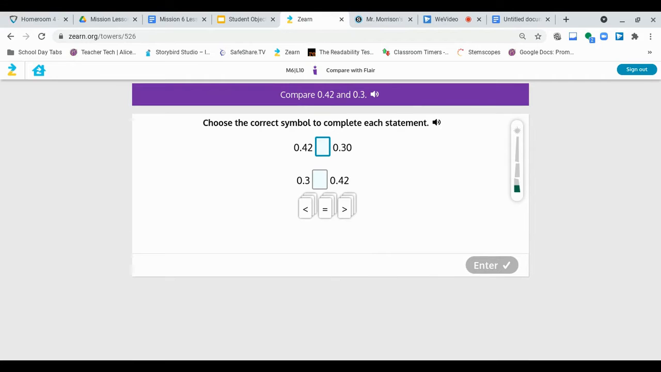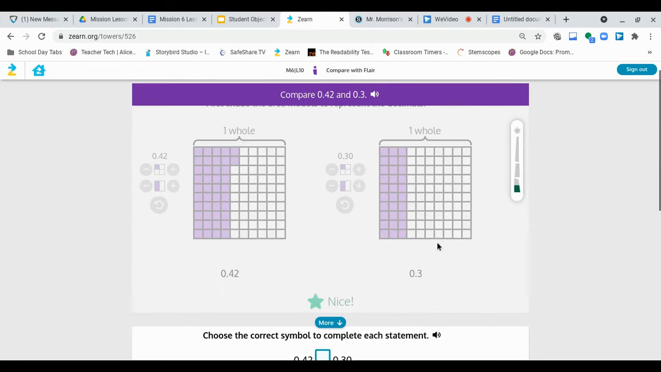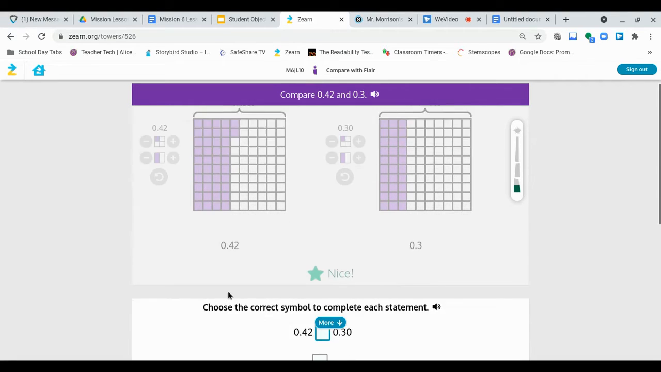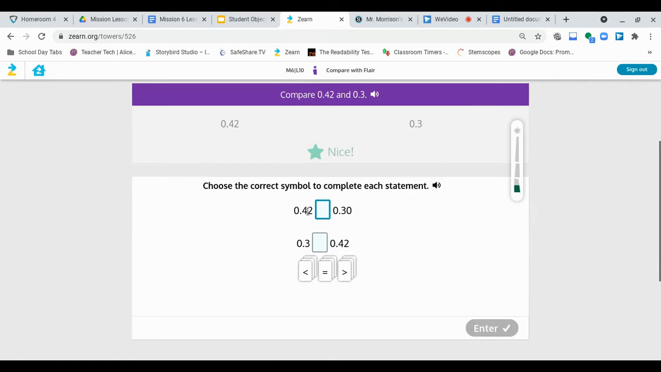Now we want to choose the correct symbol to complete each statement. So which was the greater one? If we go back and look, we can see that the 42 hundredths was more than the 3 tenths because more were shaded for the 42 hundredths. So the 42 hundredths is greater, and I'm going to use this greater than symbol. Remember, I always think of it as an alligator or a mouth or Pac-Man, whatever you want to choose. It's always going to eat, nom, nom, nom, the bigger number. So here its mouth is going to eat the bigger number.